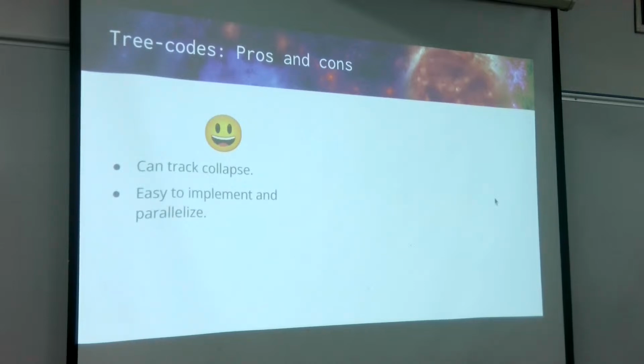Since I did pros and cons before, what was a tree good for? Well, it can track collapse, because we just add more and more levels in this tree when things get very close by, and we split it into smaller pieces. The other thing is it's very easy to implement, very easy to write the code. It's actually also very easy to write it to work on a big cluster, but that's a separate discussion.